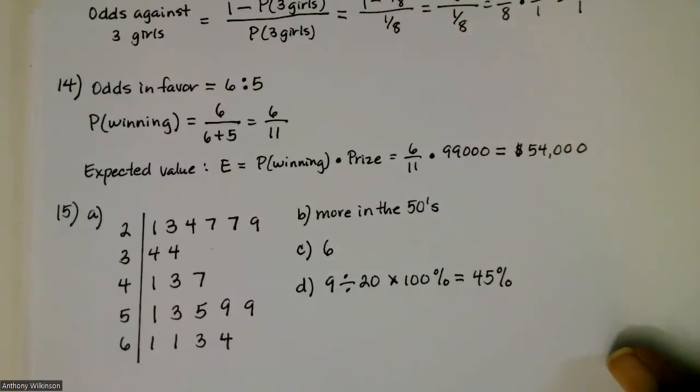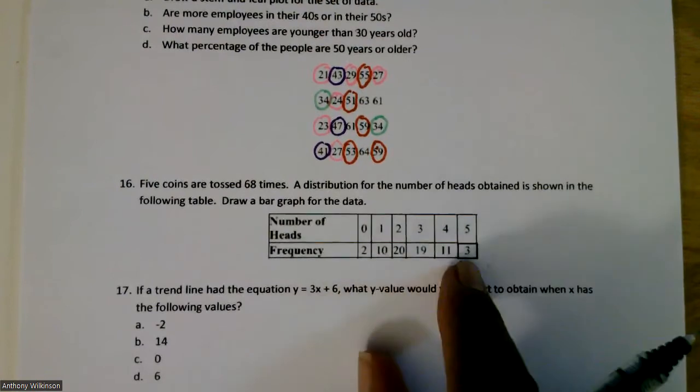All right, number 16. Is a bar graph for this data. 5 coins are tossed 68 times. The distribution for the number of heads obtained is shown in the following table. Draw a bar graph for the data. So here we have the number of heads, and the frequency for each one of those. For that table, we want to construct a bar graph.